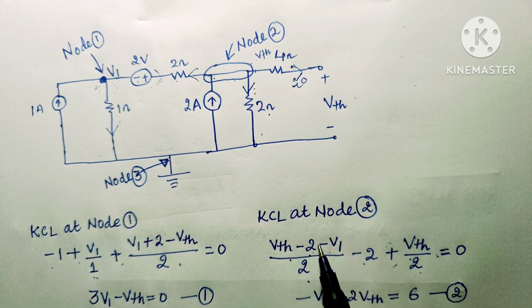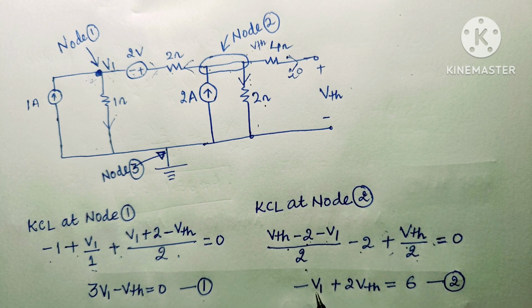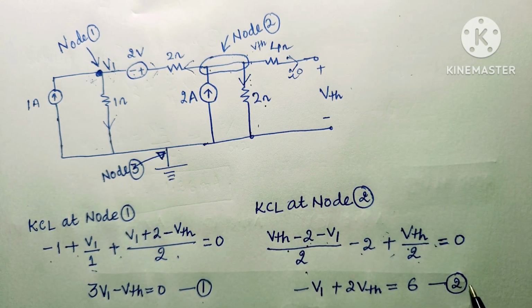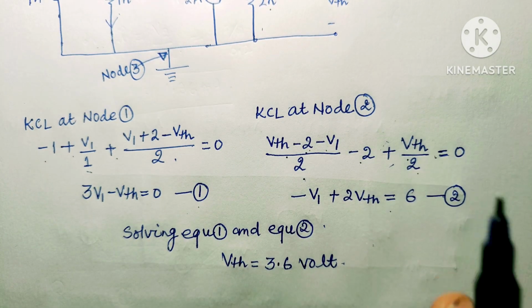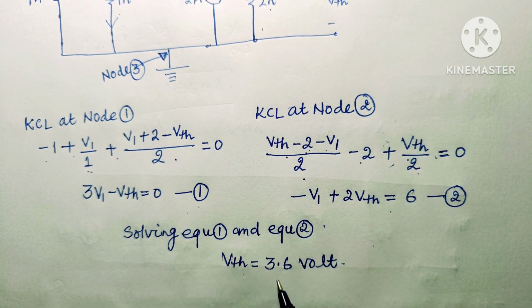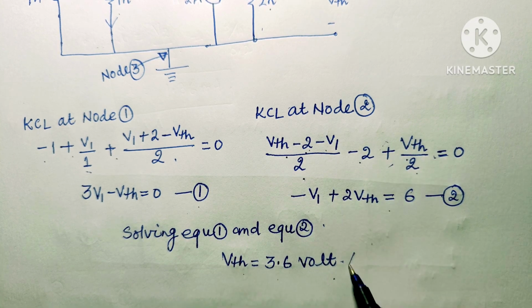Now if we rearrange this equation, we will find -V1 + 2VTH equal to a constant. Assume it is equation number 2. Now if we solve equation 1 and equation 2, we will find VTH is equal to 3.6 volt. So this is our answer.